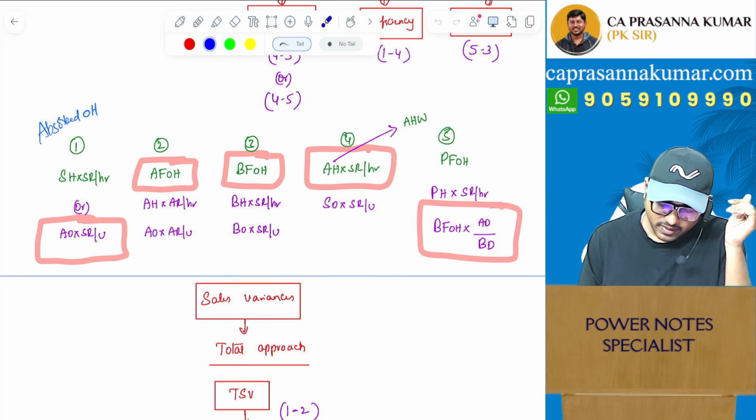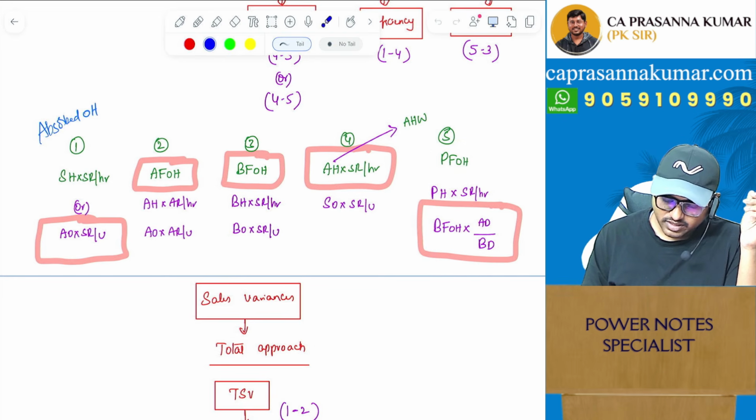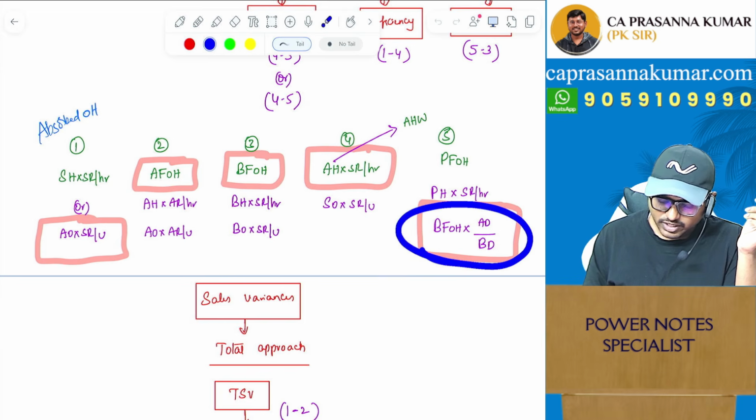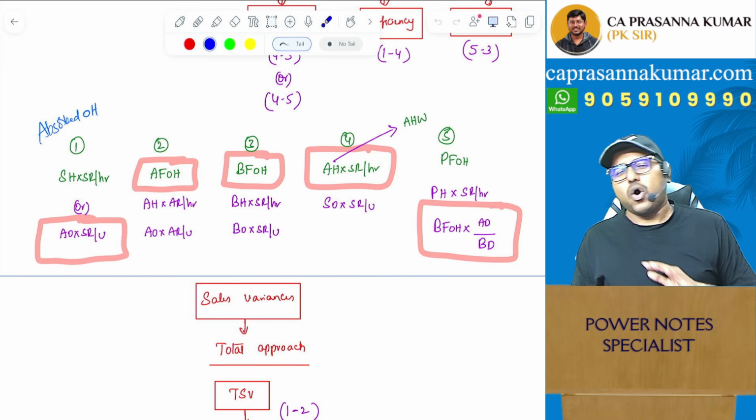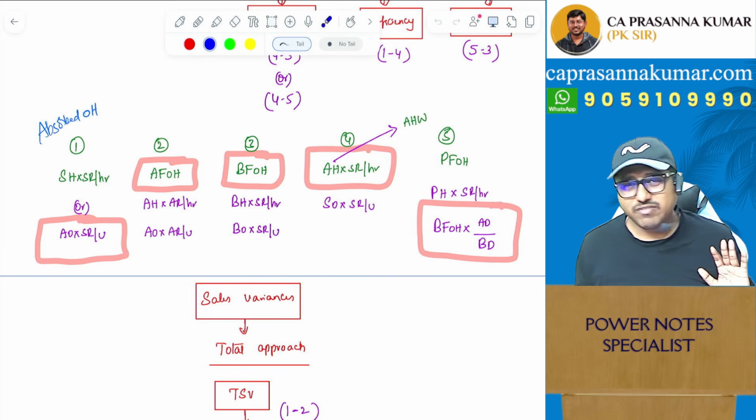Next, last one. PFOH means possible fixed overheads, which can also be called possible hours into standard rate per hour, or the frequently used formula is we'll take budgeted fixed overheads, we'll multiply with actual days by budgeted days. All these things have got logics, but we don't have time to discuss.